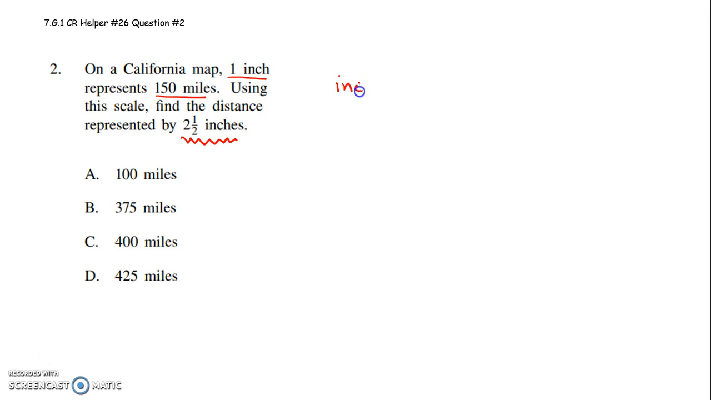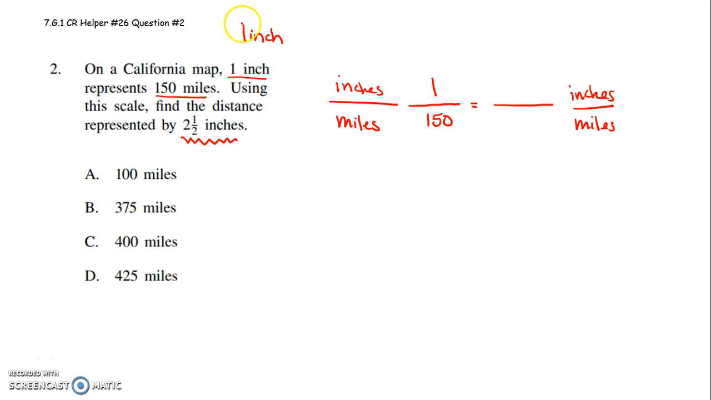Okay, so I can do inches, and I'm comparing that to miles. So I'm going to go ahead and set up a proportion, inches compared to miles. So I know 1 inch is 150 miles. They'll give you a fact, and that fact I always put on one side of my ratio. 1 inch is equal to 150 miles. So that fact I put on one side of my ratio.